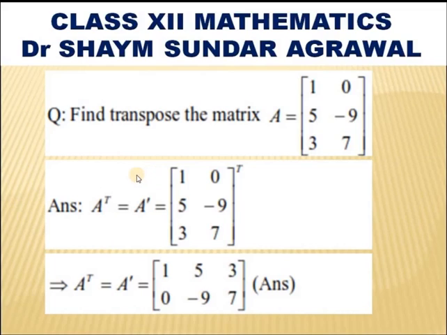First row contains 1 0, now here the first column contains 1 0. Second row contains 5 minus 9, here the second column contains 5 minus 9. Third row contains 3 7, here the third column contains 3 7. So A transpose is obtained by interchanging rows into columns. The order of matrix A is 3 cross 2, but now the order of A transpose is 2 cross 3.